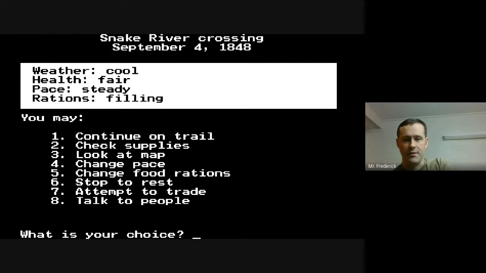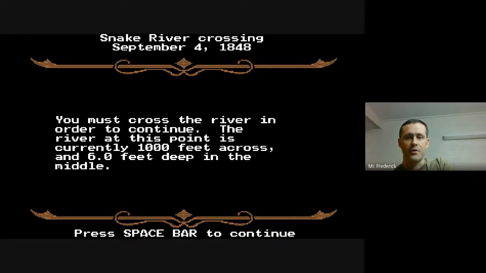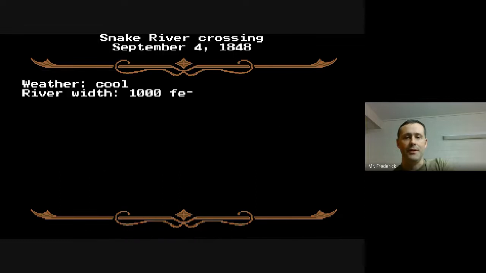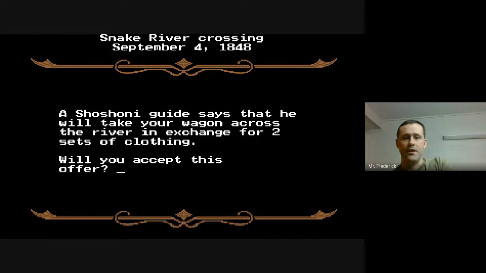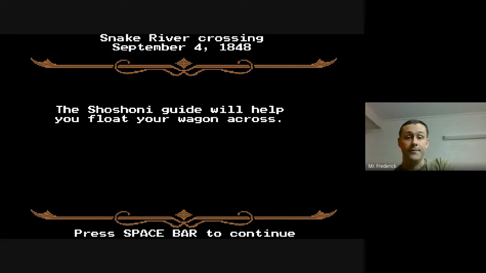I feel like I can't stop to rest because I'm low on food. You must cross the river in order to continue. The river at this point is currently 1,000 feet across and 6 feet deep in the middle. Well, clearly I need to hire an Indian to help. A Shoshone guide says that he will take your wagon across the river in exchange for 2 sets of clothing. Will you accept this offer? Yeah, I got to. He will help me float my wagon across.